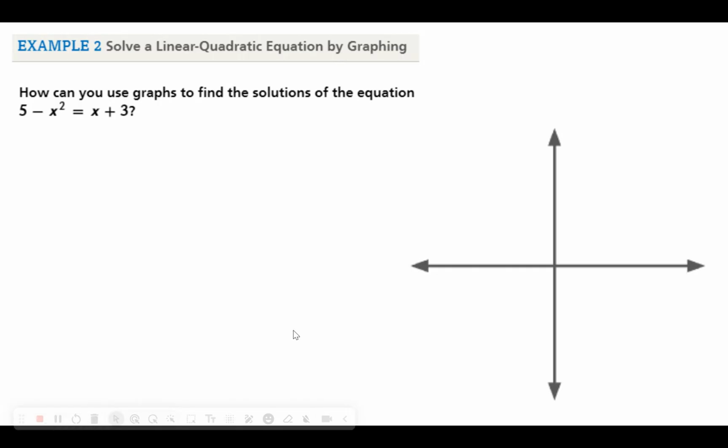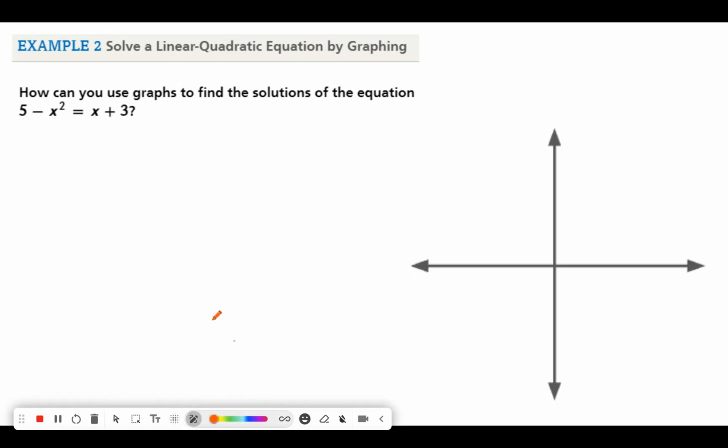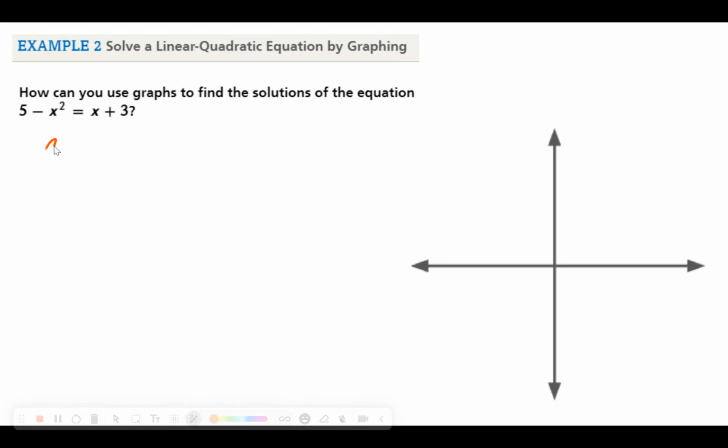Okay, so it says, how can you use graphs to find the solutions of the equation 5 minus x squared equals x plus 3? So you're saying to yourself, Ms. Chappell, you said system. This is only one equation. Well, here's what we're going to do, right? Instead of moving everything to one side and setting it equal to 0, we're going to split this. We're going to create a system.